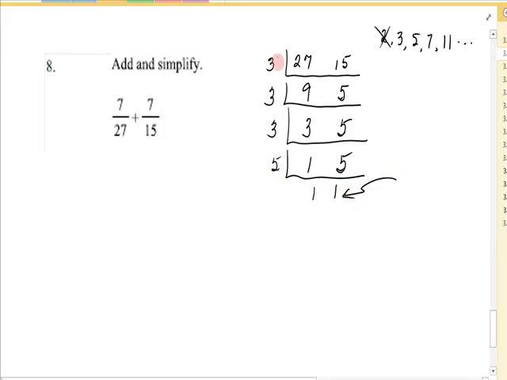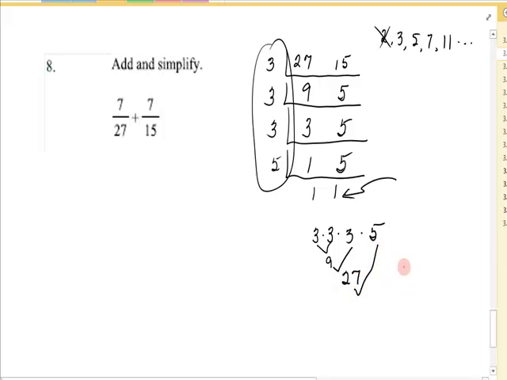I'm done. The product of these is my least common multiple. 3 times 3 times 3 times 5. That gives me 3 times 3 is 9, 9 times 3 is 27. And 27 times 5, I'm going to have to do that. That's 35. Carry the 3, 135. My least common multiple, my least common denominator is 135.